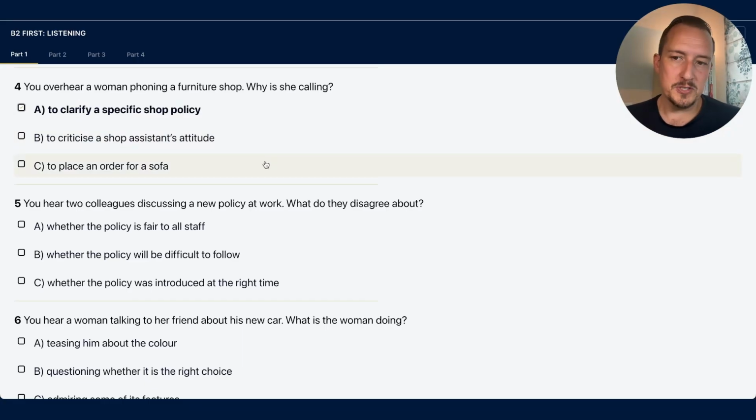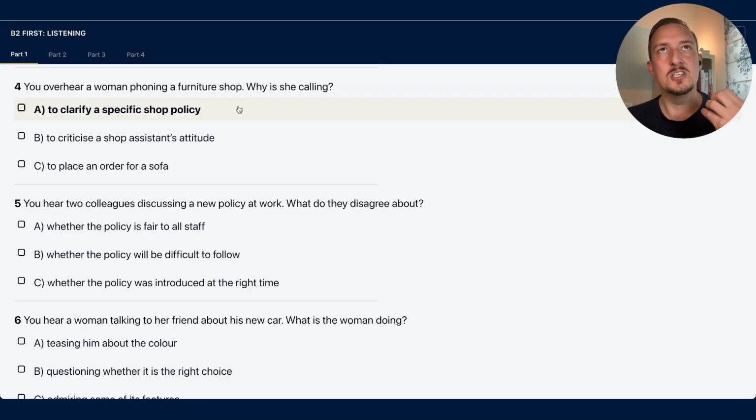To place an order for a sofa, now she says, if the discount does apply, then I'll probably go ahead and buy, I think it was the green sofa. So she's not phoning to place an order. She will place the order if the discount applies. And that discount is what the shop policy is. So she's phoning, she says, to double check if the discount applies, i.e. if there's a discount for people who work in the healthcare sector. So she is clarifying a specific shop policy. So the correct answer, number 4, is A.